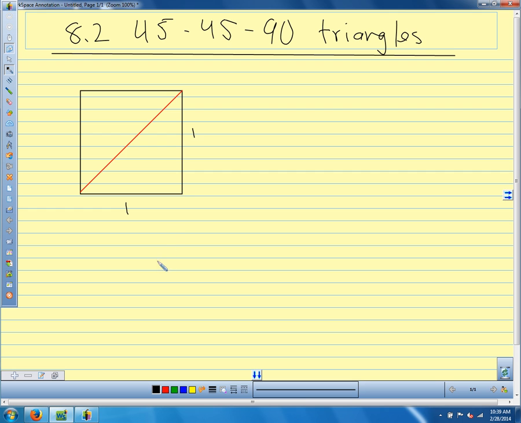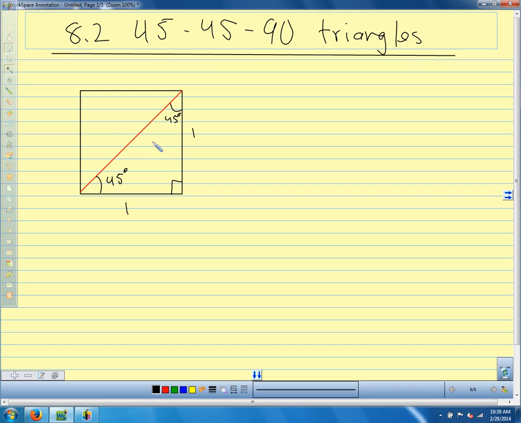All right. First off, in a square, what is this angle? Right angle. What does the diagonal do to these angles? Cuts them in half, so each of these is 45 degrees. So this is a 45, 45, 90 triangle. A 45, 45, 90 triangle is half of a square. We're cutting the square in half.